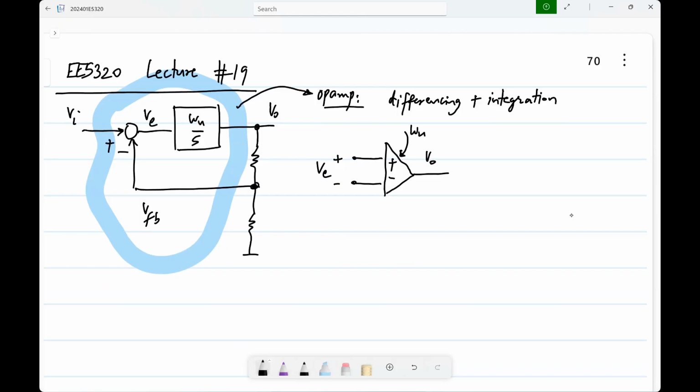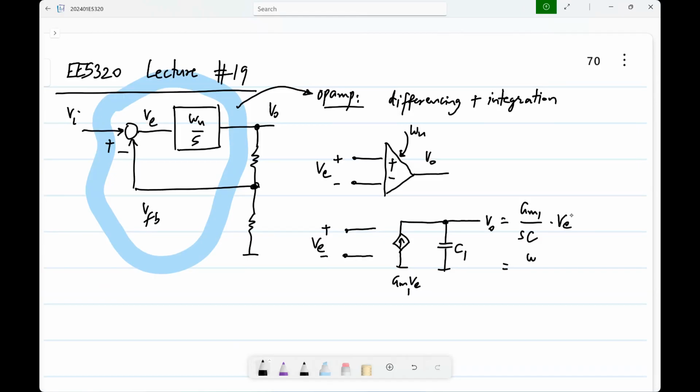So now, how do we implement this? The easiest thing is you have a voltage controlled current source. Let's call the proportionality constant GM1, and you pass it through a capacitor C1. What will be the output? GM1 by SC times VE, which is by definition omega u by S times VE.